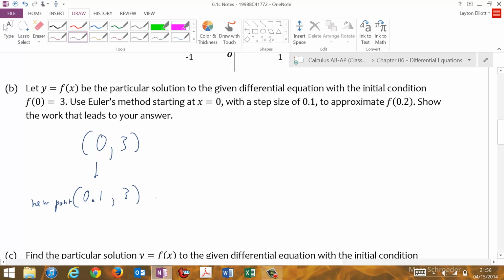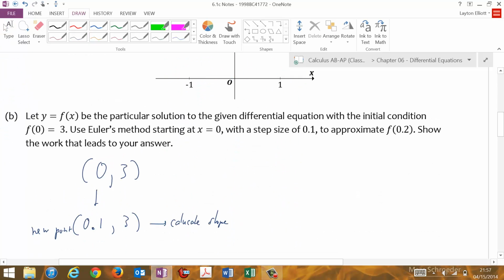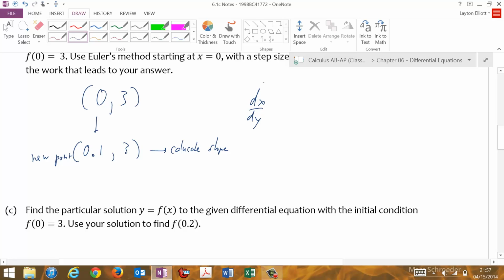And what I want to do with this new point is calculate the slope here. So the slope is 0.1 times 3. So my differential equation is dy/dx equals xy over 2. Well, if I plug in (0.1, 3), I get 0.3 over 2. 0.3 over 2 is the same as 3/20. So now I have a slope of 3/20.